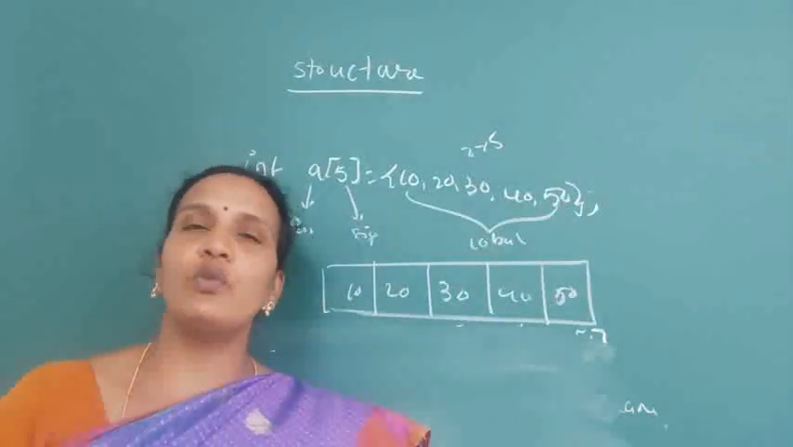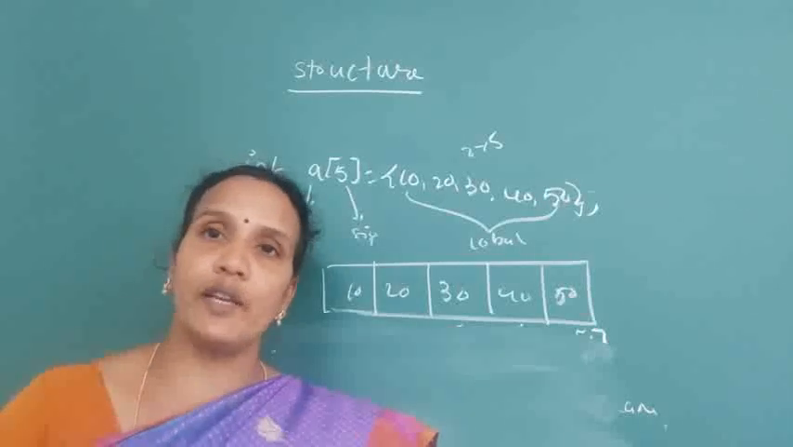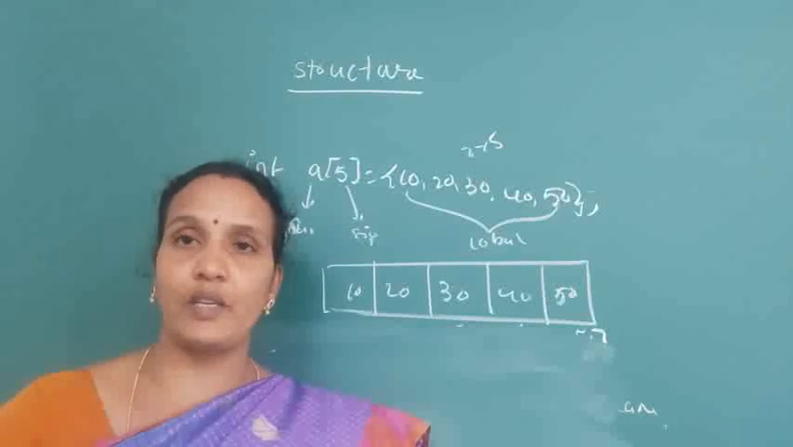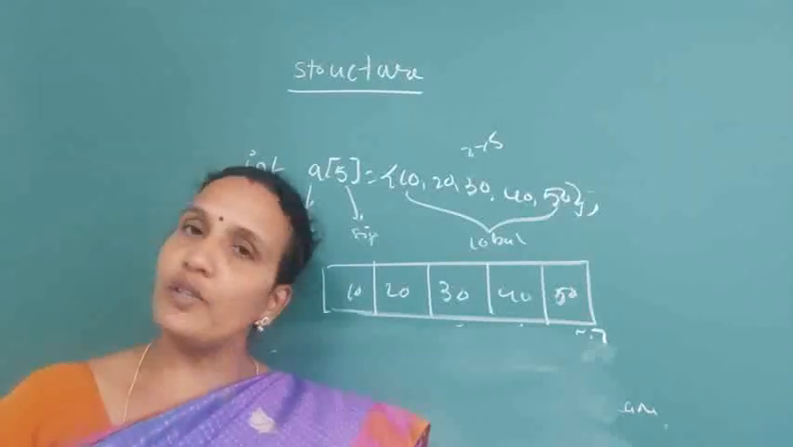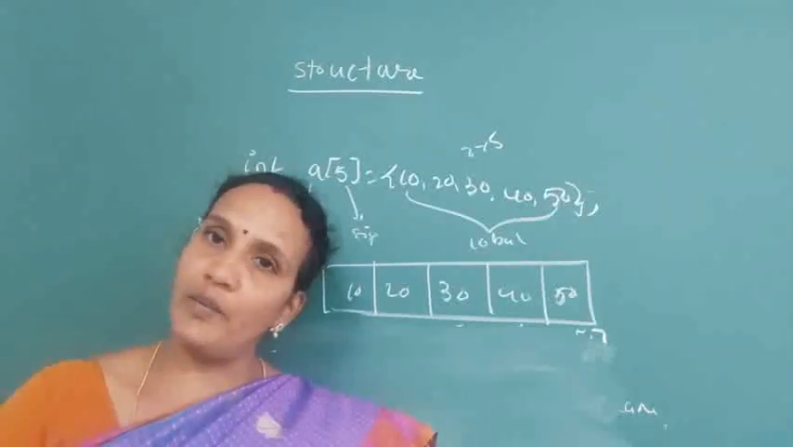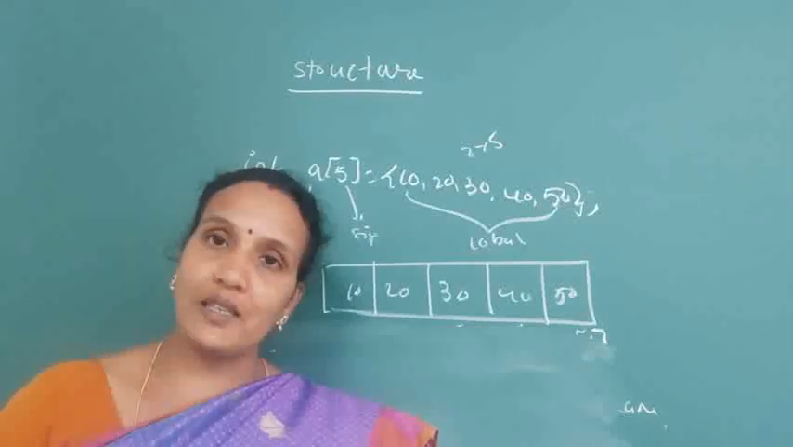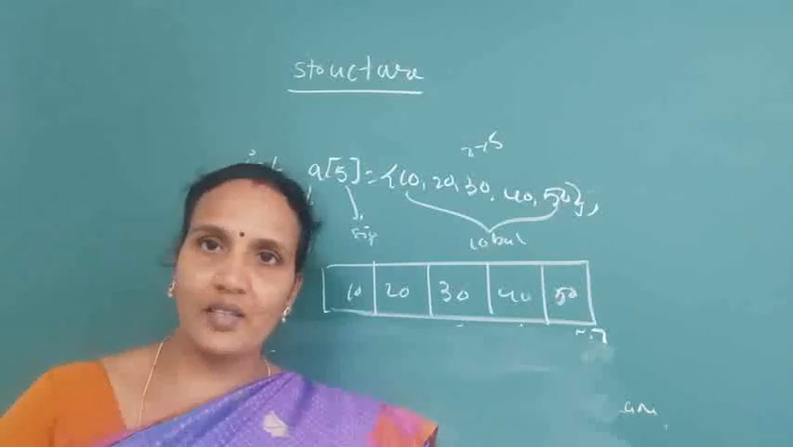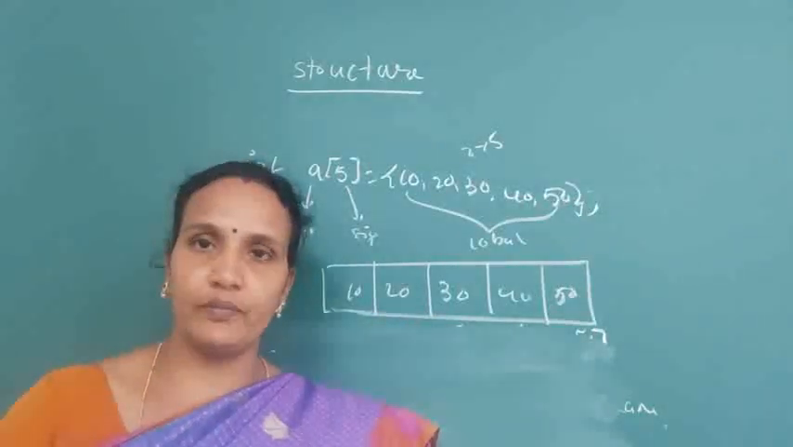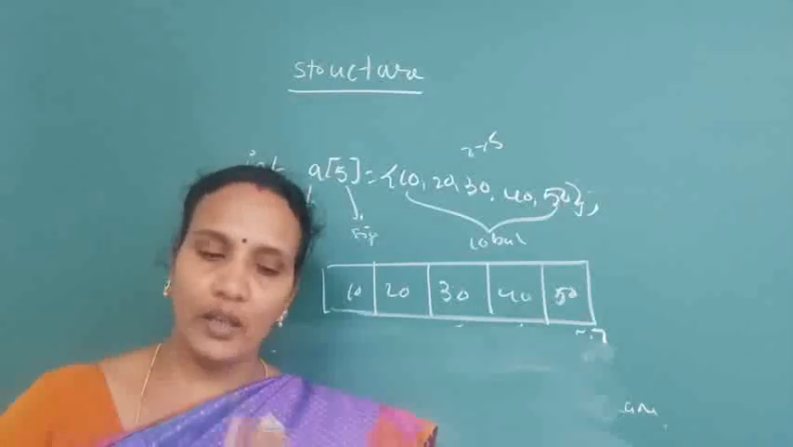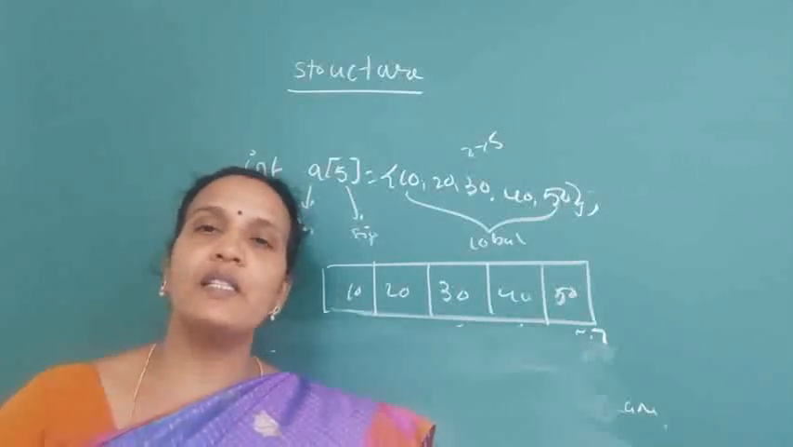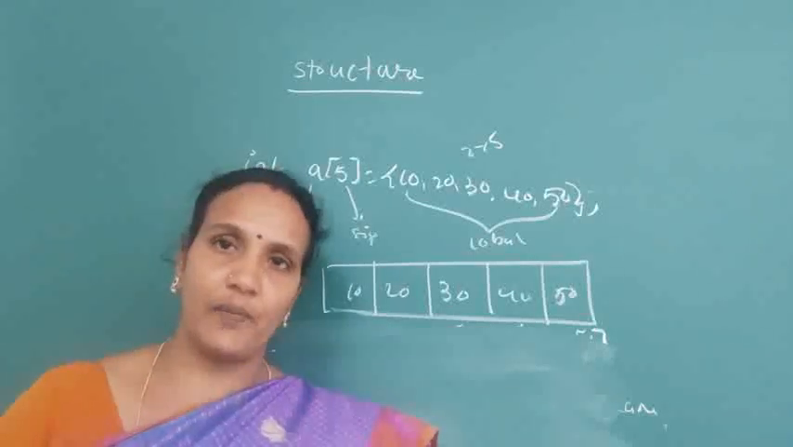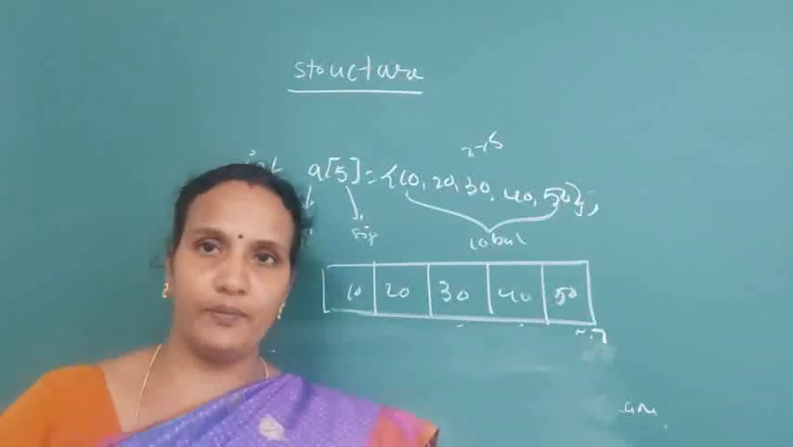For example, I want to create a structure like a student record: student name, father name, marks of the student, total and average. Student name is a character array, father name is a character array, marks are integers, and total and average are floats. So if you want to create a record structure, an array is not suitable, because in an array we can store elements of only a single data type. If you want to store elements of different data types, an array is not suitable.